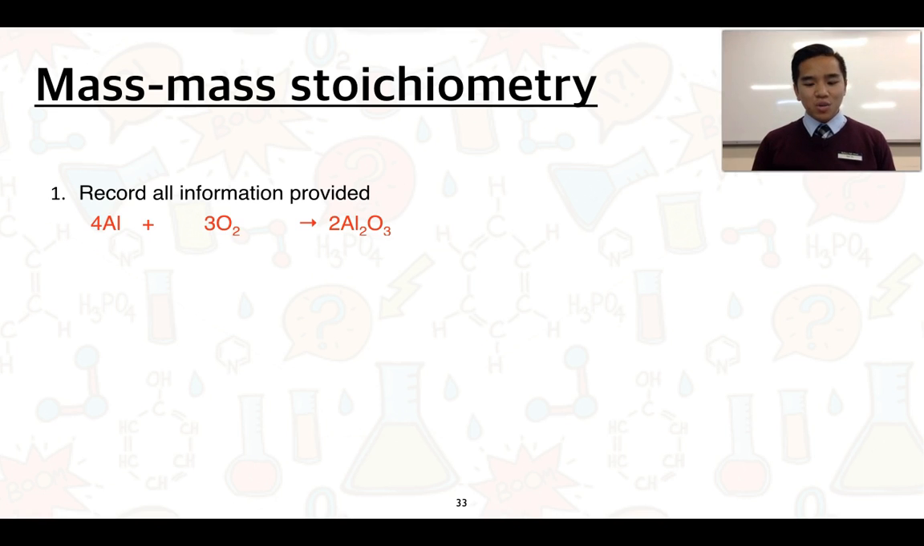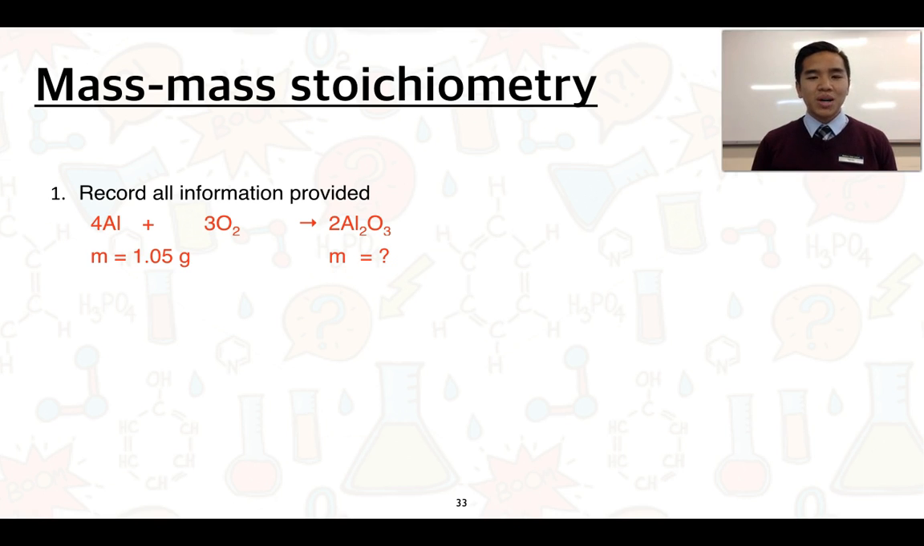We've got our balanced equation here again, and we need to record all the information that's provided. So we know the mass of the aluminium over this side. It doesn't matter what the mass of oxygen is, we're just going to assume that enough oxygen was added to completely react with this aluminium. We're concerned with trying to work out the mass of aluminium oxide.